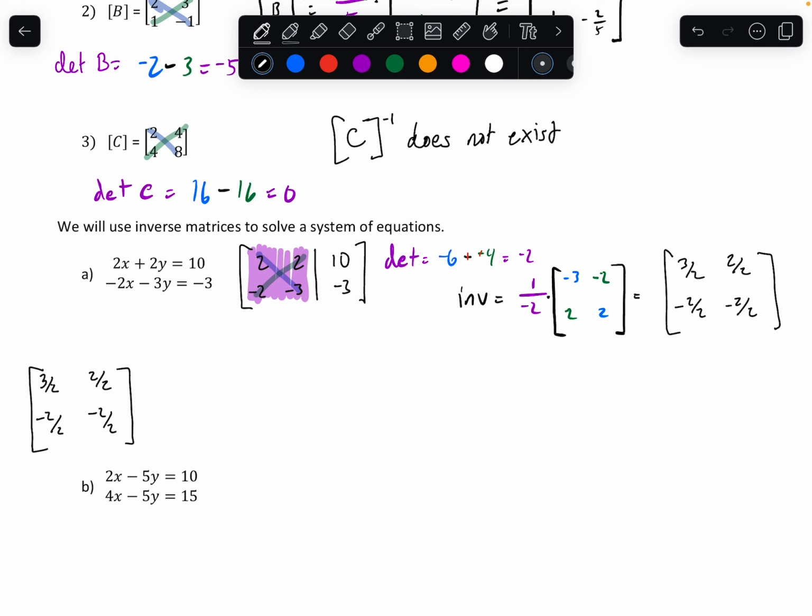And so what we're going to do with that is we're going to actually multiply that to what I'm going to call the answer matrix, which is this. So this little 2 by 1 matrix here, 10, negative 3.